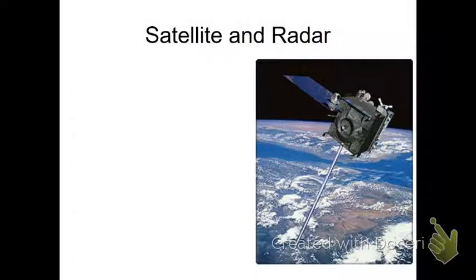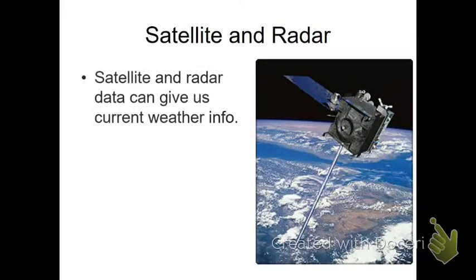Alright guys, this is going to review satellite and radar. These images can help us look at what's happening with the weather right now and help us forecast the weather as well. So satellites and radar give us, like I said, current weather information.